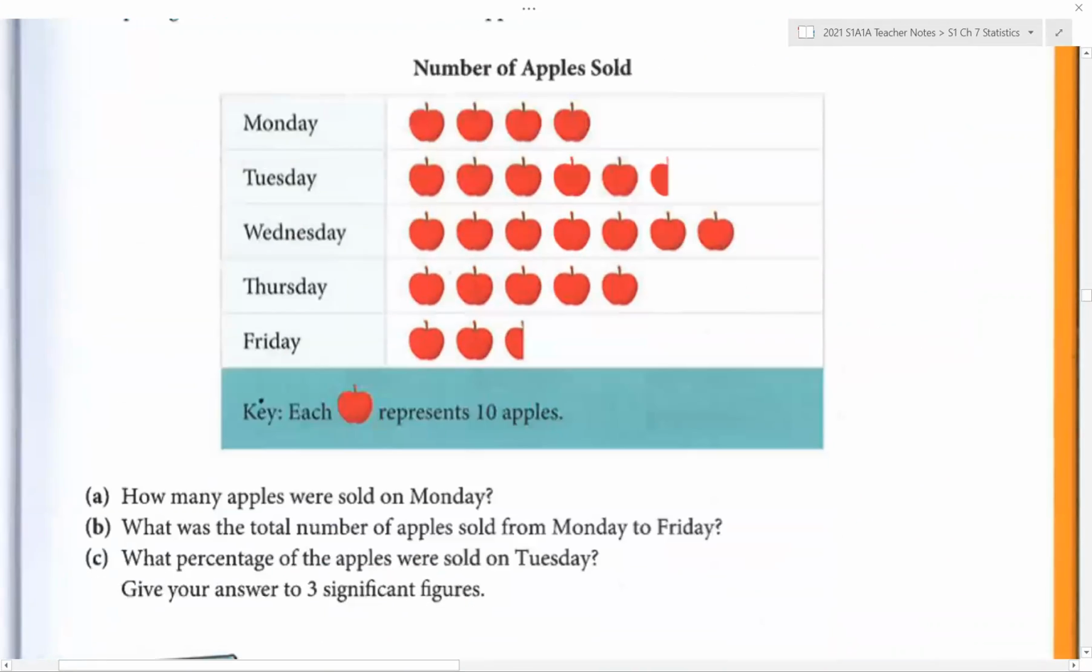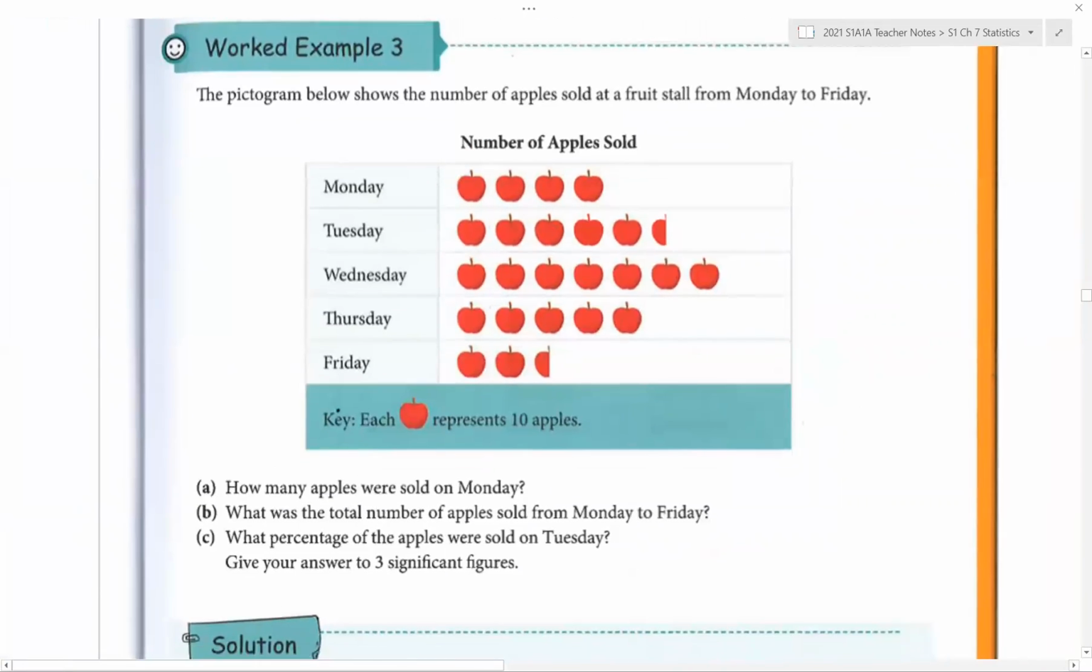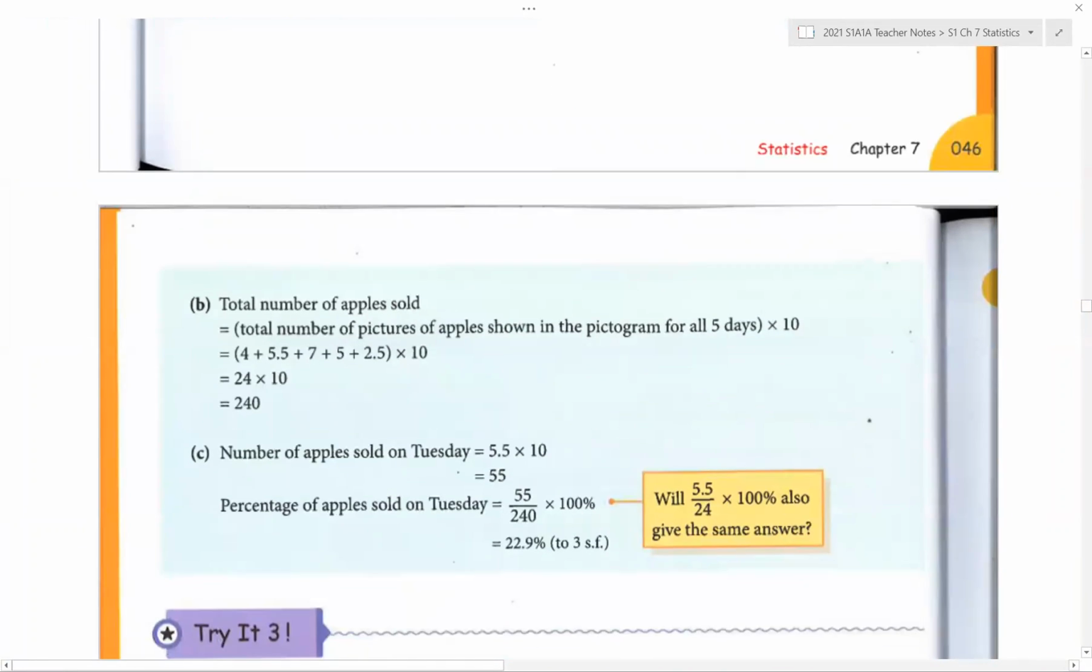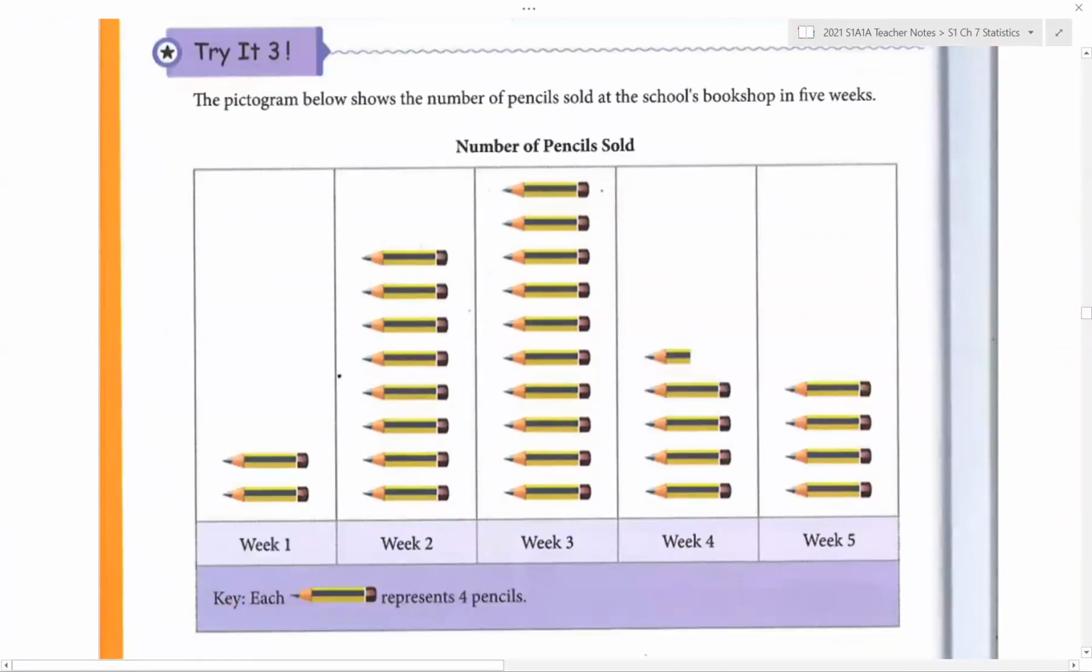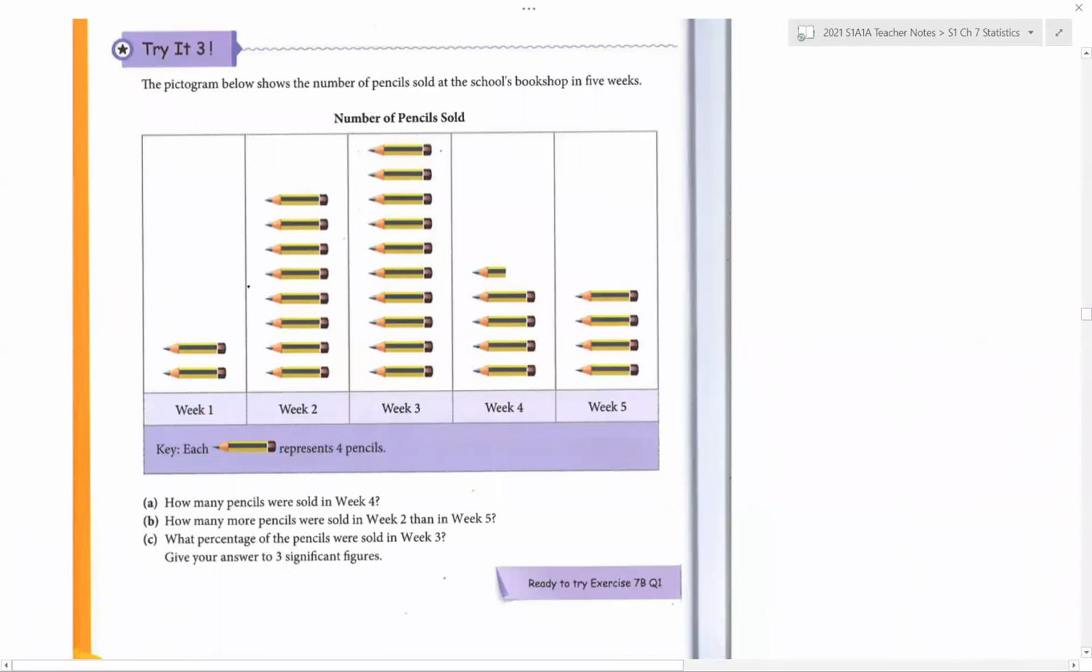So let us try. I think we can skip worked example number 3. Let's do Try 3, number of pencils sold. Try it now. Remember, my tip for you is to write down the number of items for each category. For example, week 1, each picture represents 4 pencils, right? So on the top, you write 8 straight away, because most likely we're going to use the information anyway. So start counting, start multiplying.